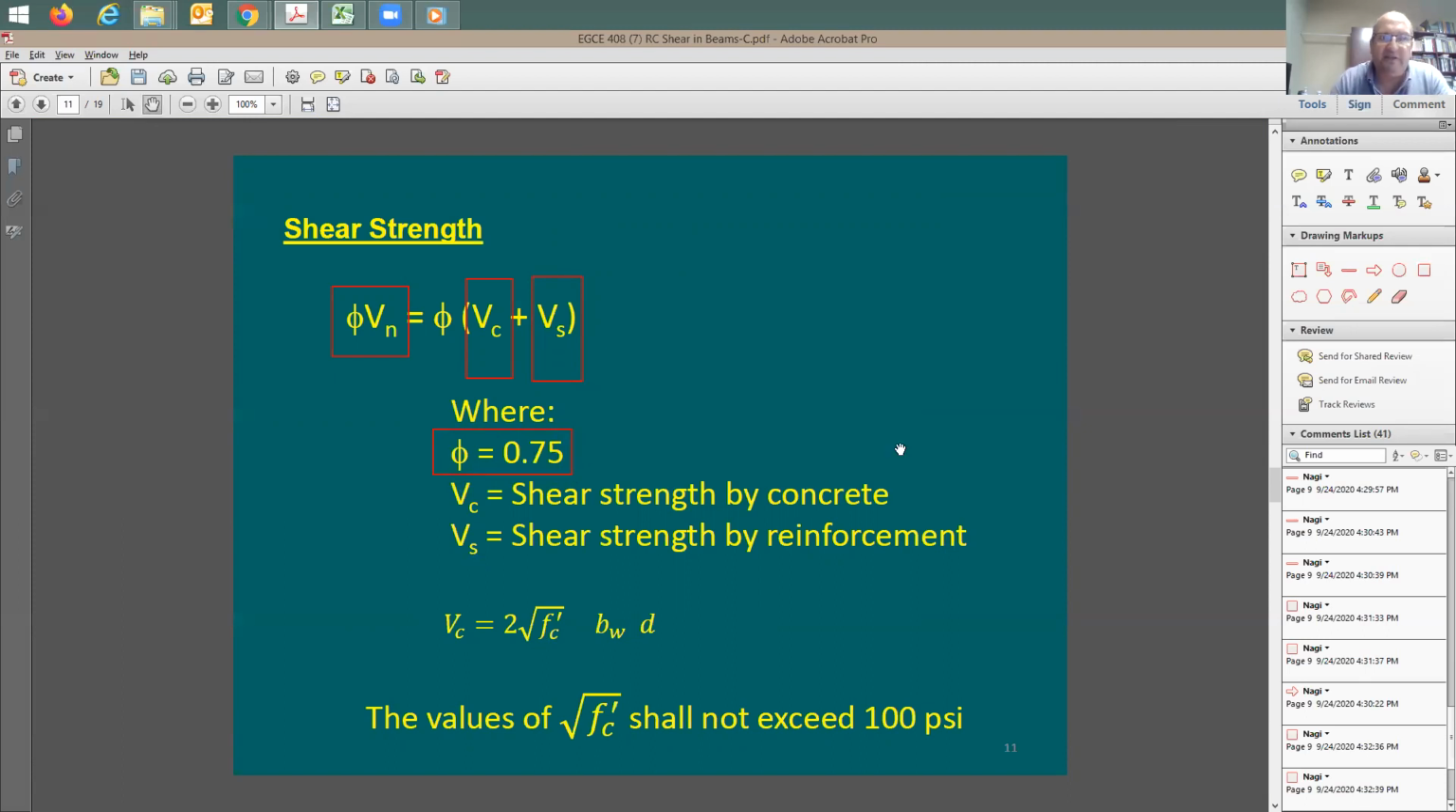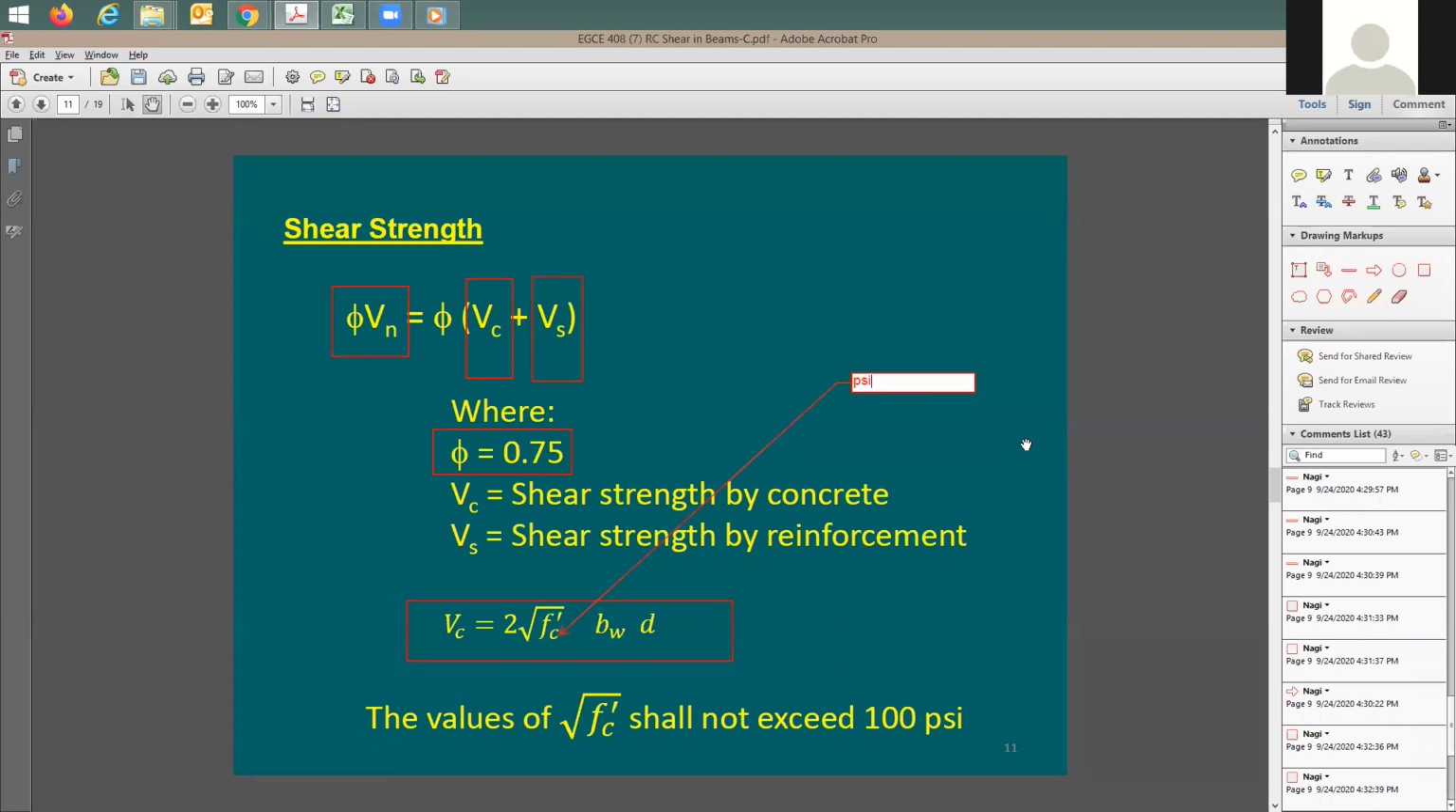So actually the shear design is much easier than the flexure design in beams. So what is VC? Strength by concrete. What is VS? Strength by reinforcing. You just add it together. How about VC? Do I have an equation for it? Yes, here it is. Simple equation. Shear strength equals, now this doesn't include the phi yet, 2 times the square root of F prime C. Now, when I use this F prime C, is this in KSI or PSI?